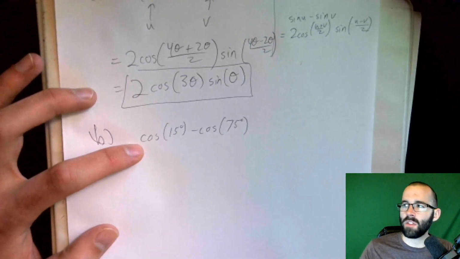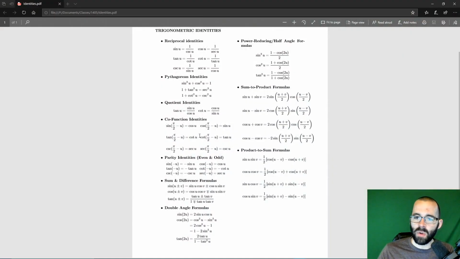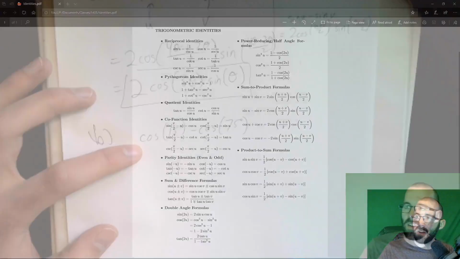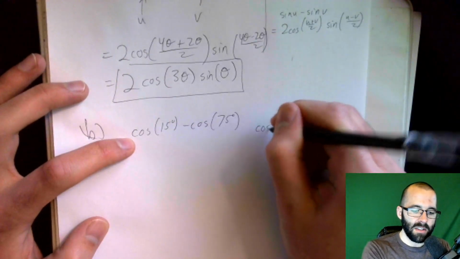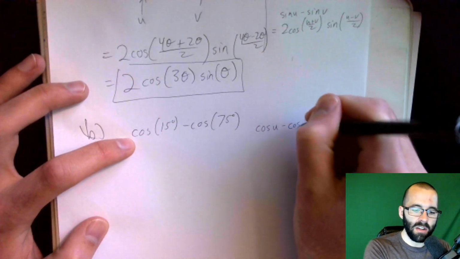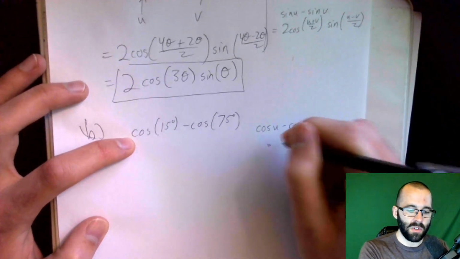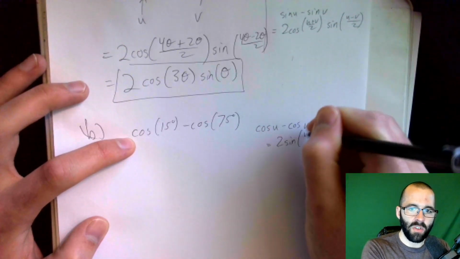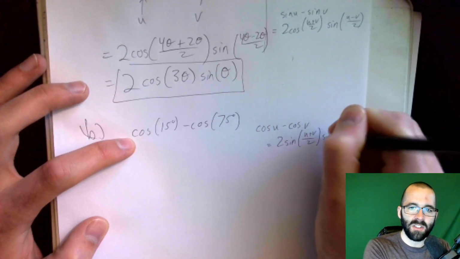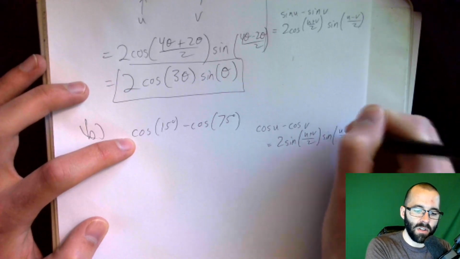So we have cosine minus cosine. So we figure out, what do we need? Cosine minus cosine. That's the fourth one over here. So write this formula off to the side. Let's see, it says cosine of u minus cosine of v is equal to 2 times the sine of (u plus v) over 2 times the sine of (u minus v) over 2.